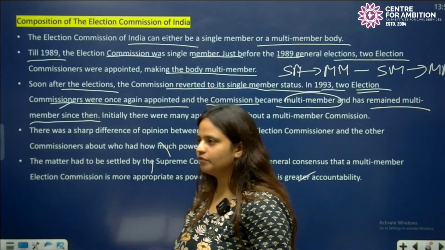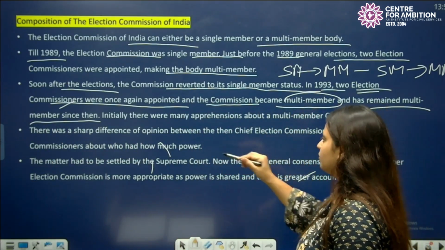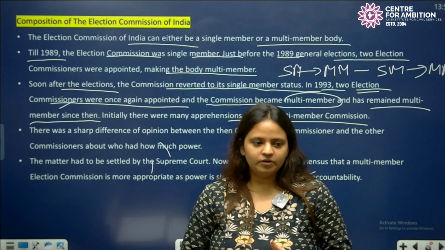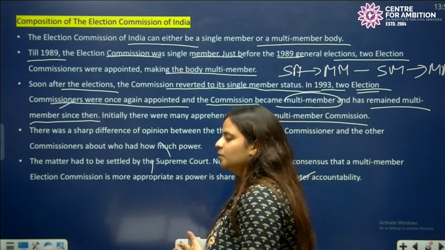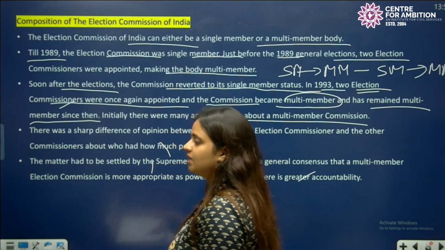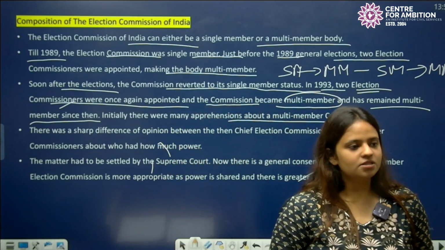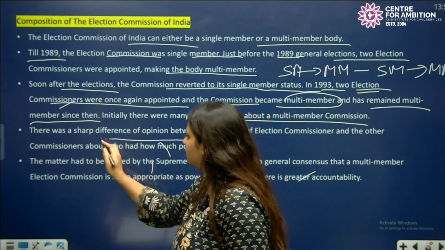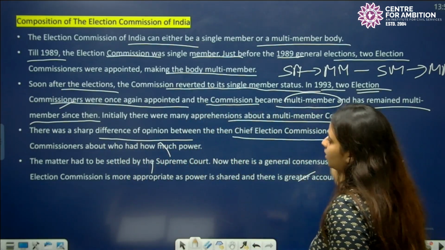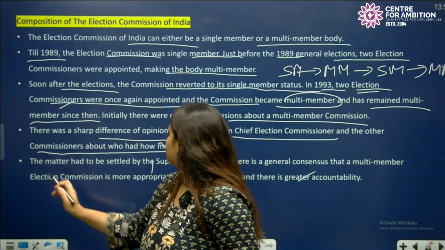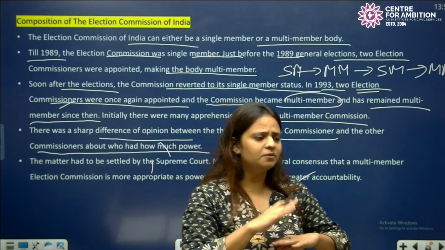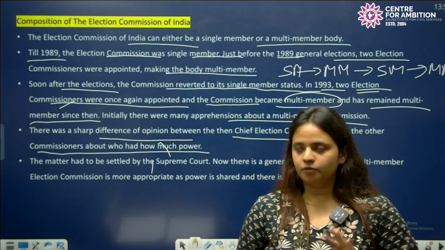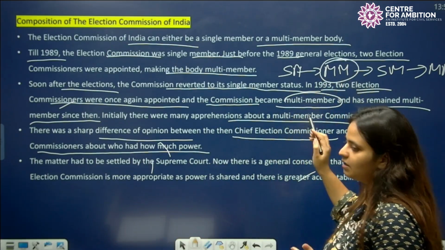So till now also we have a multi-member body. Initially there were many apprehensions about the multi-member commission. Initially, when the commission was a multi-member commission, with election commissioners as well as chief election commissioners, there was a sharp difference of opinion between the chief election commissioner and the other commissioners about who had how much power. So there was a sharp difference between the chief election commissioner and the election commissioner before, when we had a multi-member body.